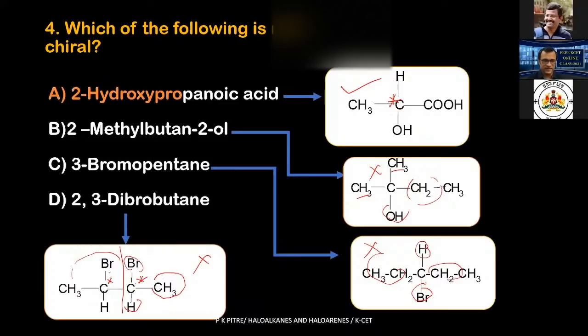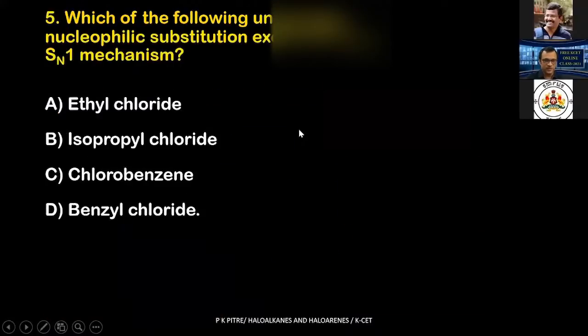Fine. So what should be our answer? Our answer should be 2-hydroxypropanoic acid. That is nothing but this structure, which is a chiral structure. So this is our answer. Let's move on to the next option.